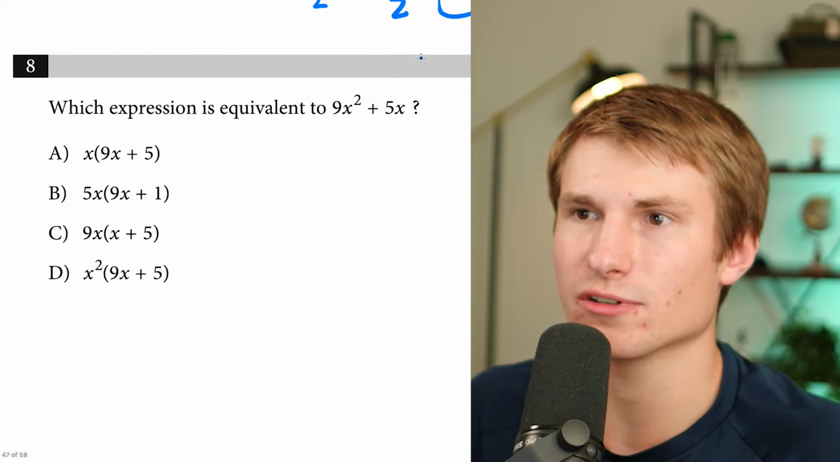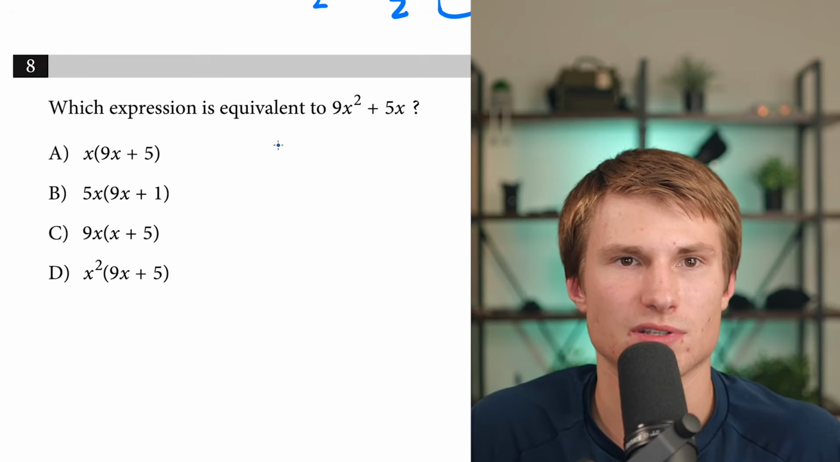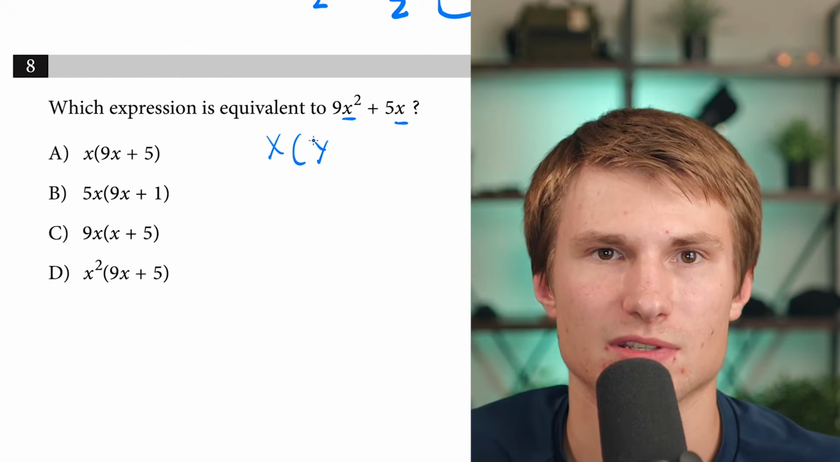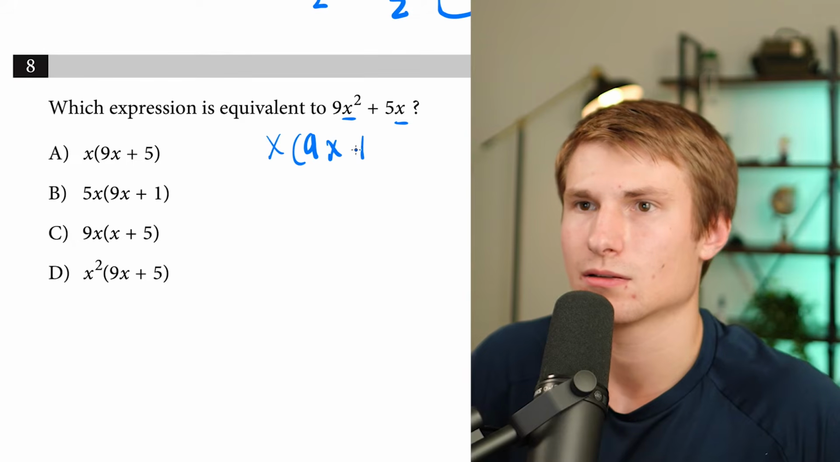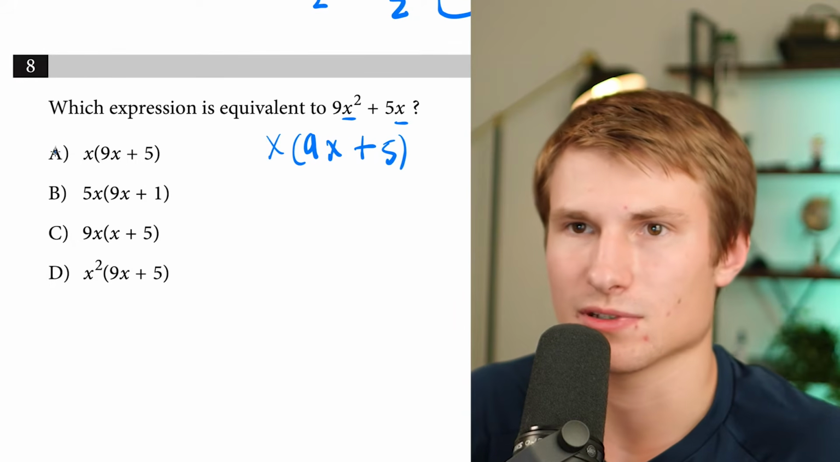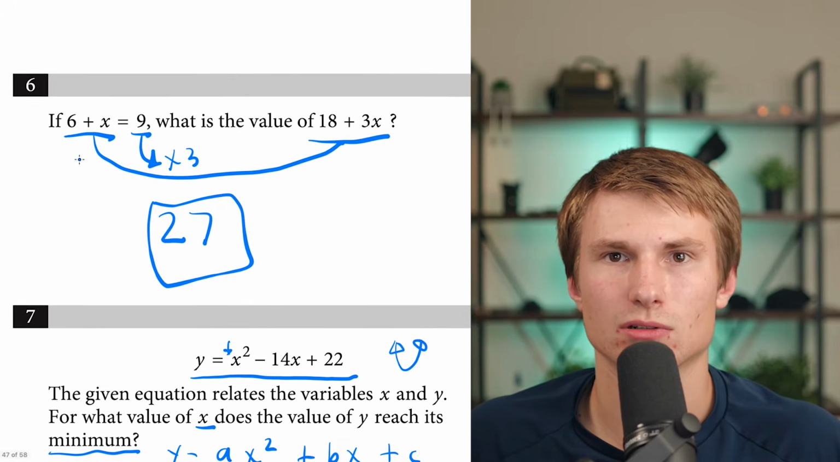Which expression is equivalent to 9x squared plus 5x? Okay, it looks like we're doing some factoring. Let's go ahead and factor out x from each of these. We have x times 9x plus 5. We've got option A, x times 9x plus 5. Yes, that would be our answer there. We can go and move on to question number 9 now.